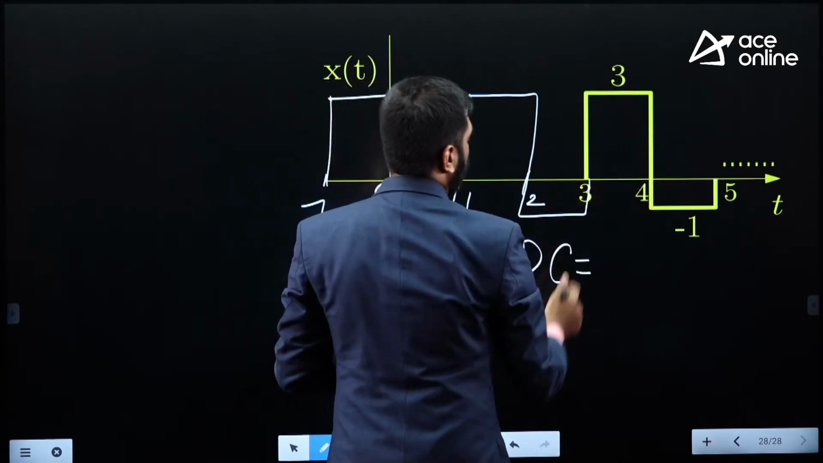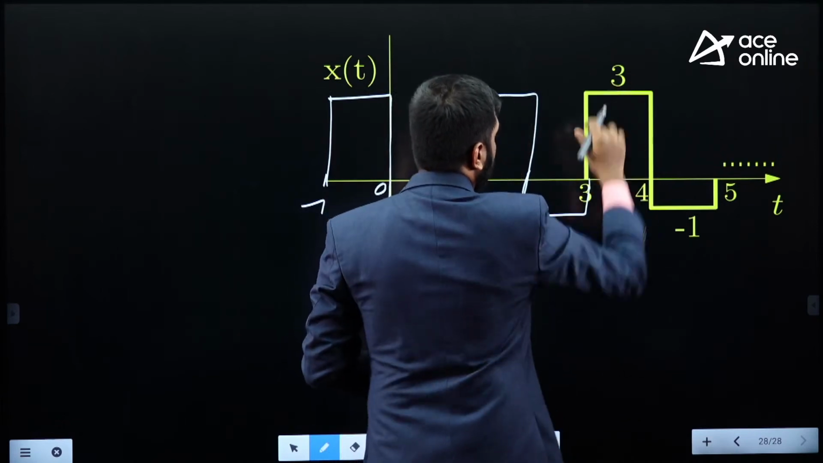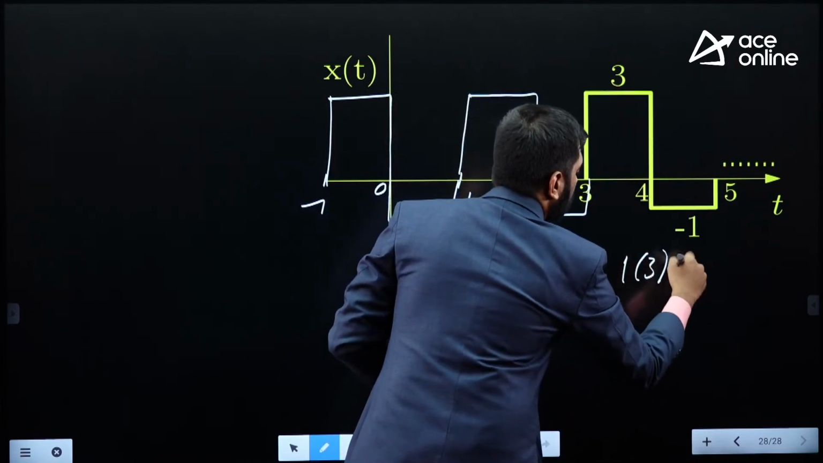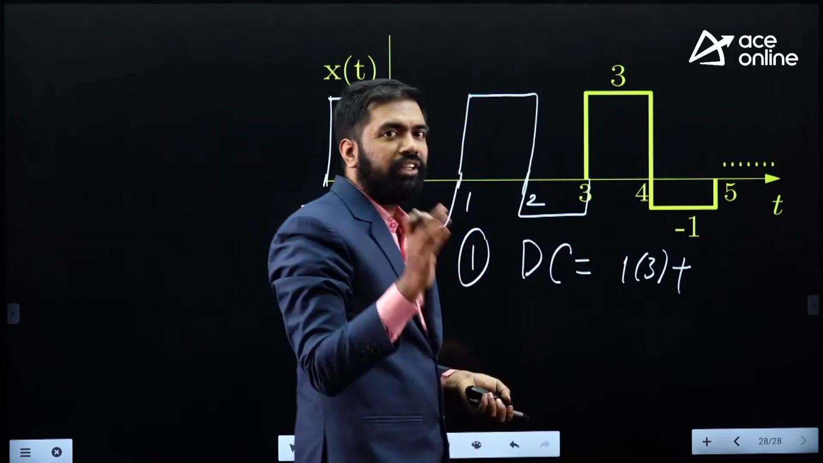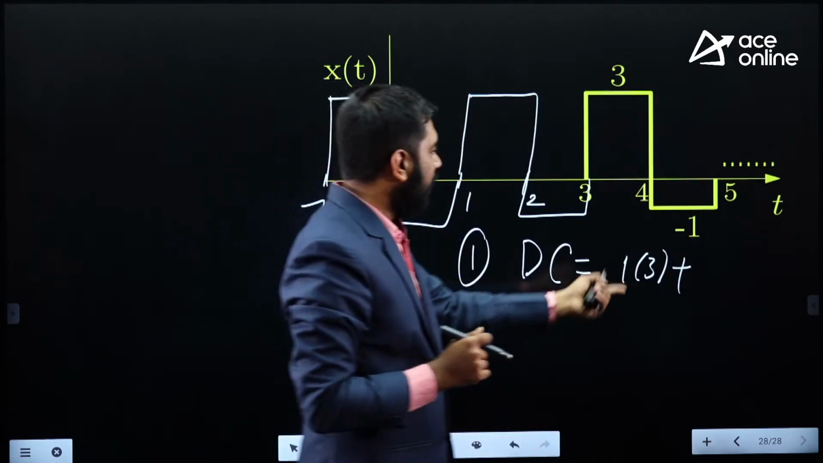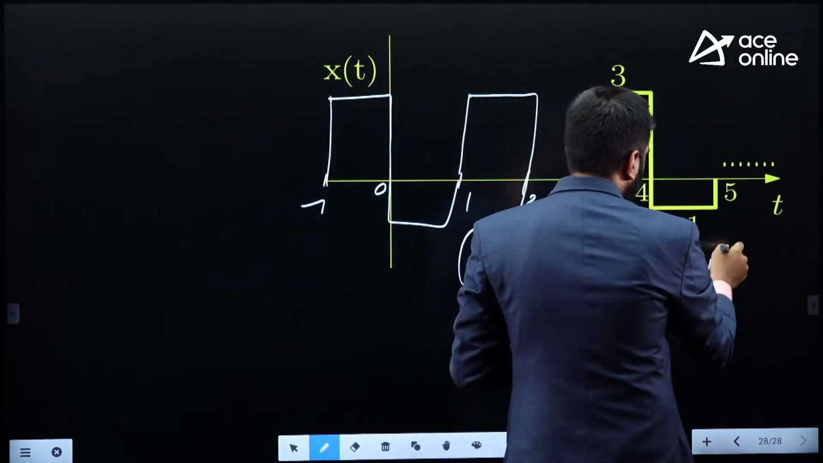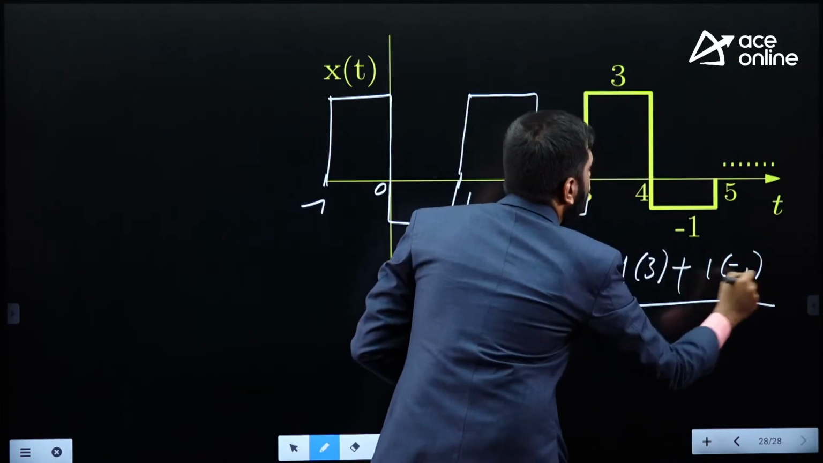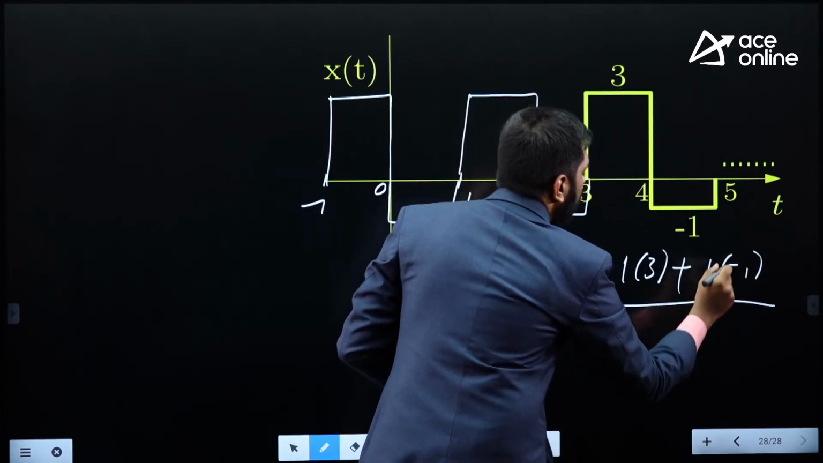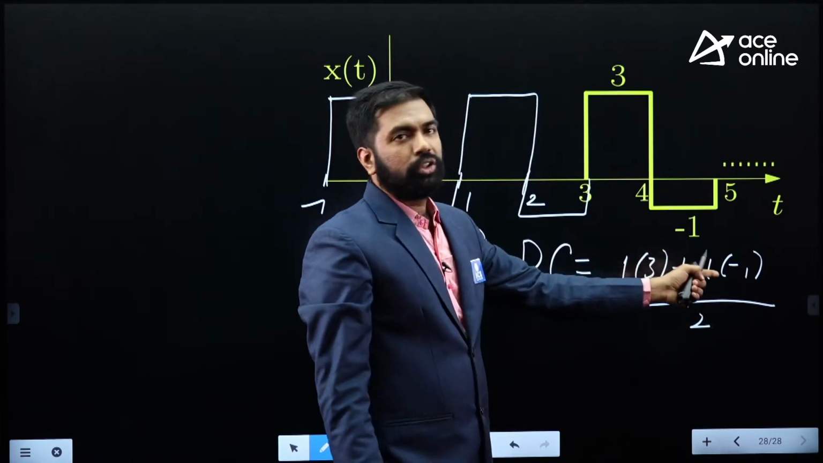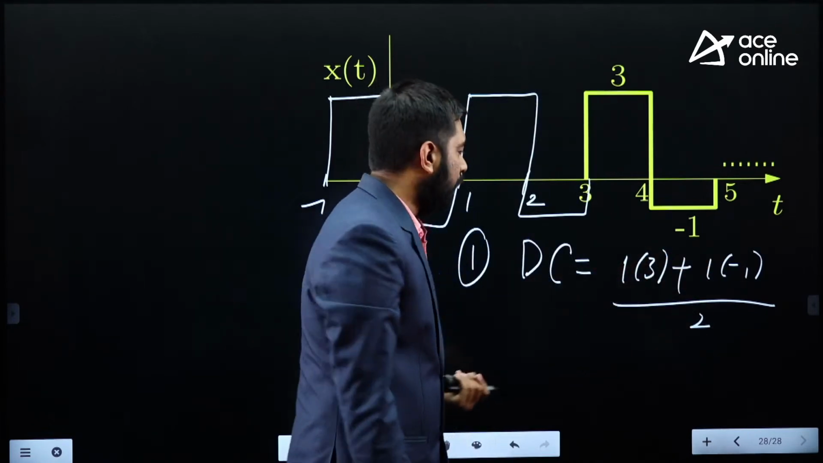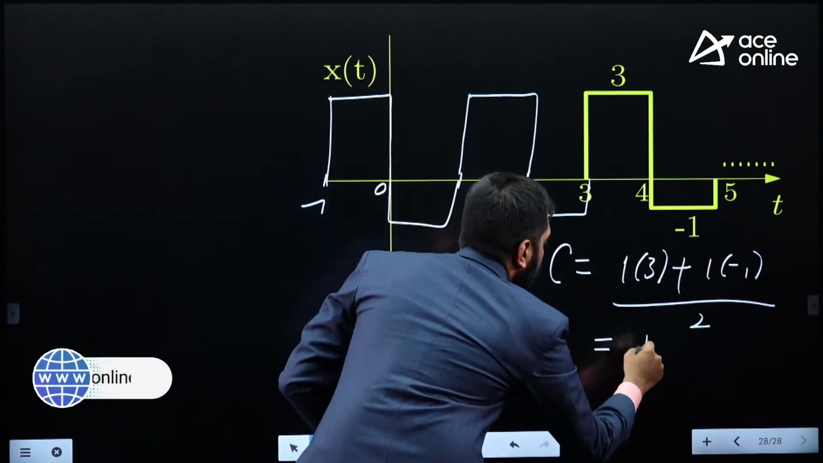Here the width is 1, so it's 1 into the height, which is 3, plus, what's the width here? The width is again 1, right? And here the height is minus 1, so it's 1 into minus 1, whole divided by 2. So it's 3 minus 1, which is 2, 2 by 2 is 1. Therefore the DC value is 1.